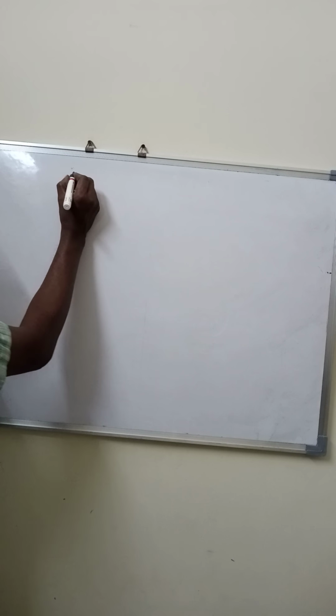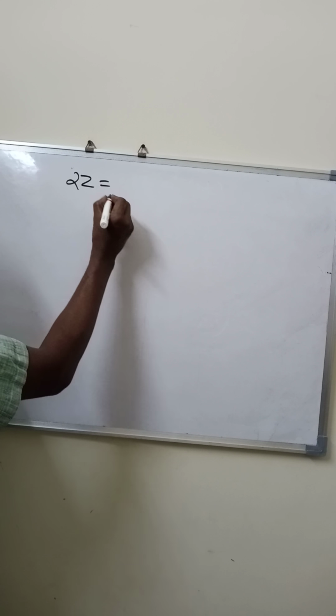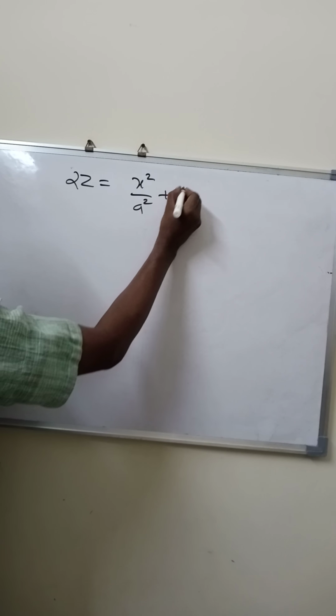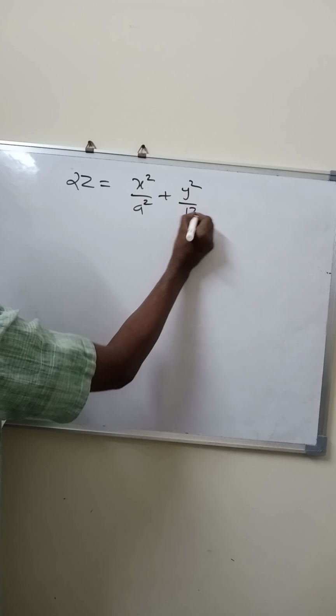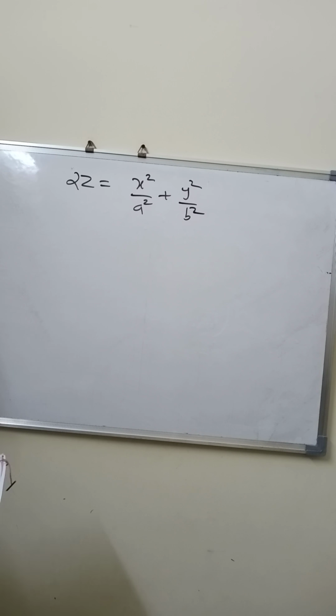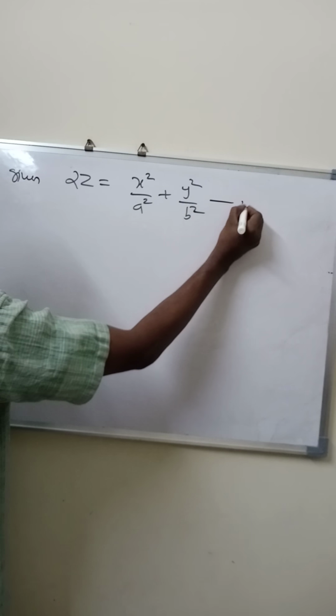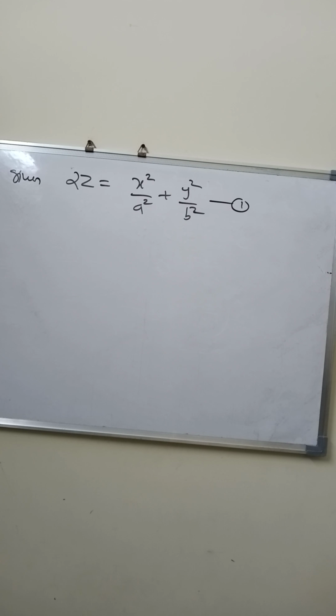Problems. First one, derive a partial differential equation from the equation 2z is equal to x square by a square plus y square by b square. Now, the given equation is 2z is equal to x square by a square plus y square by b square.